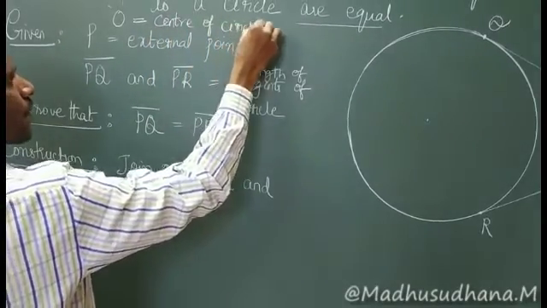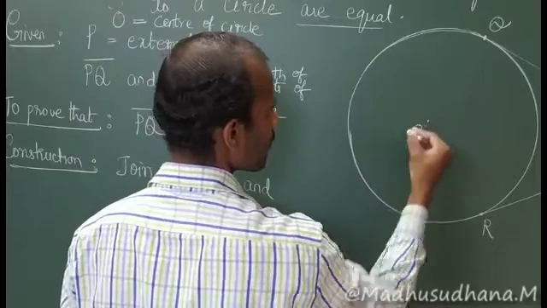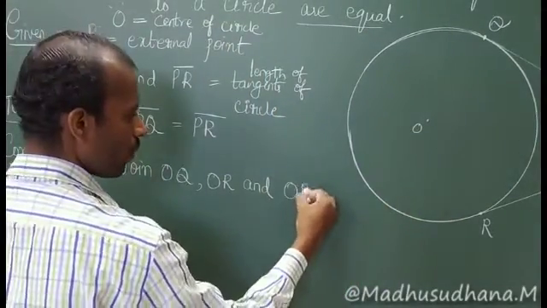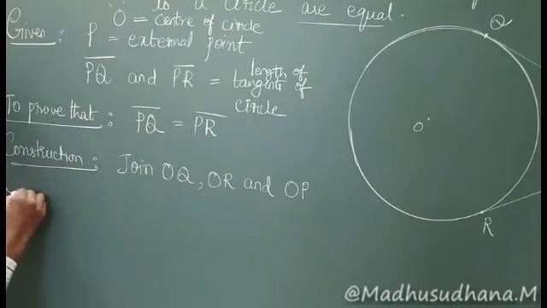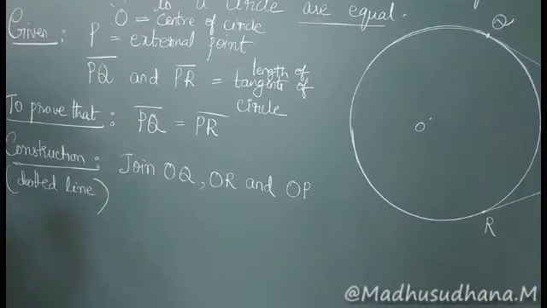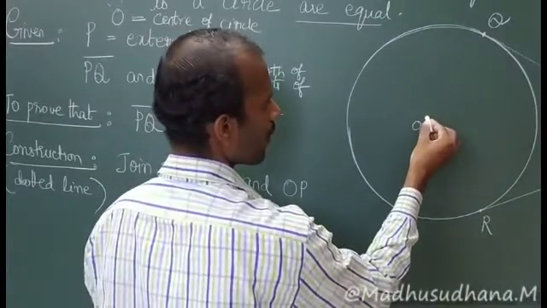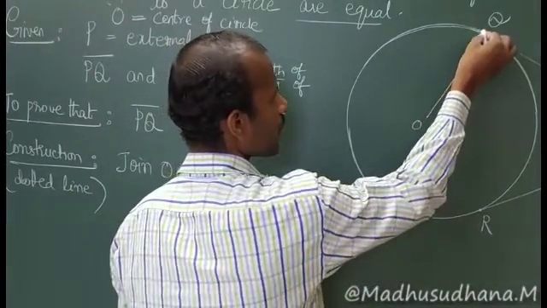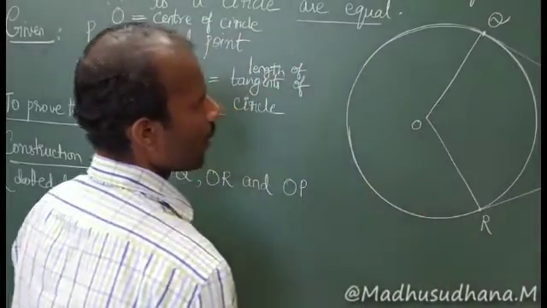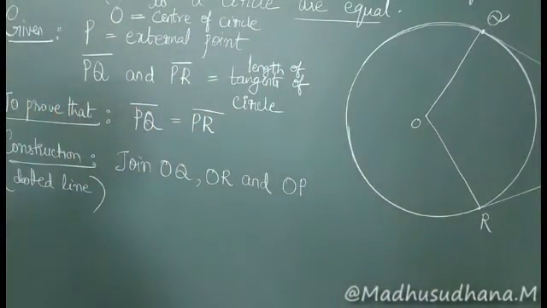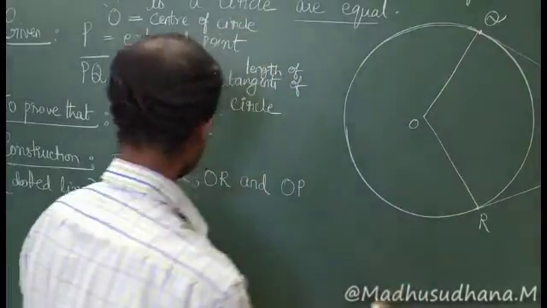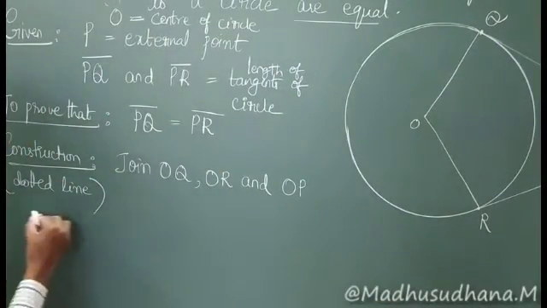So in the given part, O is the center of the circle. Let me write, this is O here. Join OQ, OR and OP. Construction is always in the dotted line. I shall join this here also. Let me join this part.